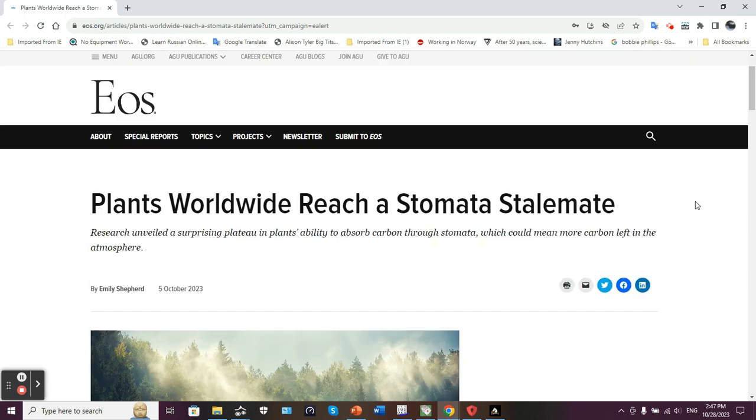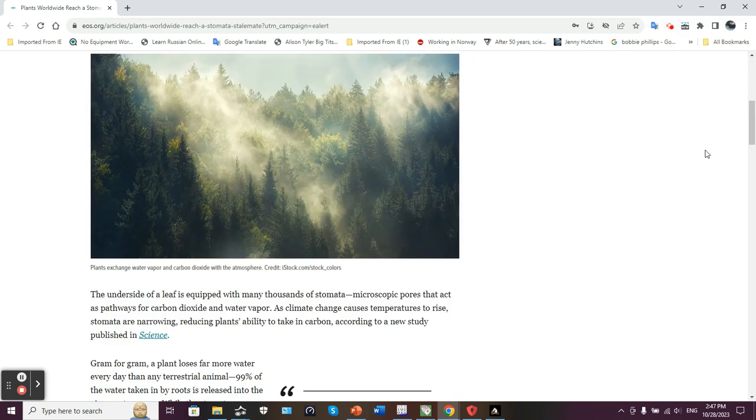Okay. Here's a photo of some water vapor, a whole bunch of coniferous trees, deciduous trees, so forth. Plants exchange water vapor and carbon dioxide with the atmosphere. The underside of a leaf is equipped with many thousands of openings. The plural is stomata, the singular is stoma. These are microscopic pores that act as pathways for carbon dioxide and water vapor.